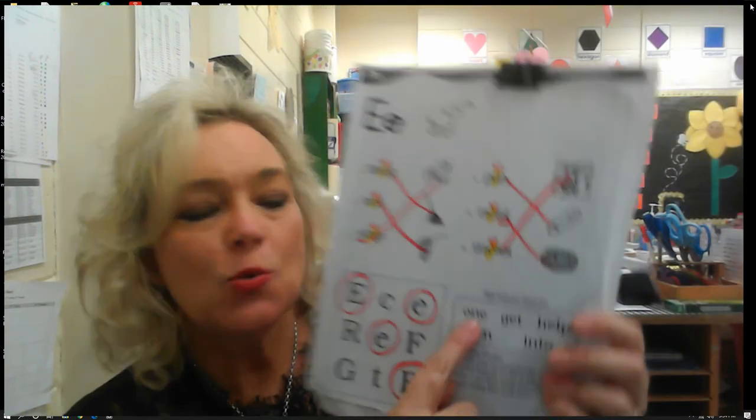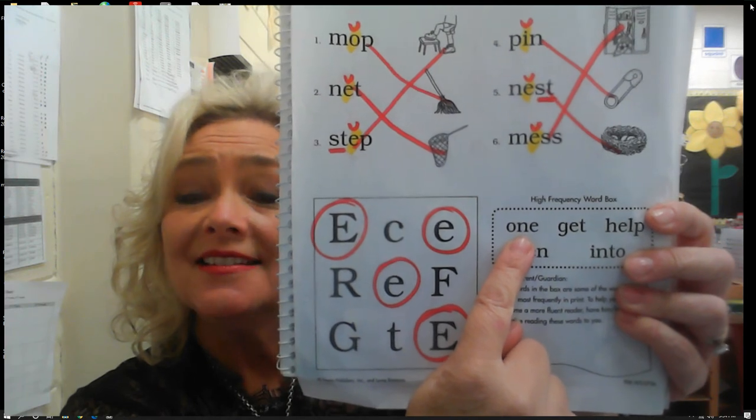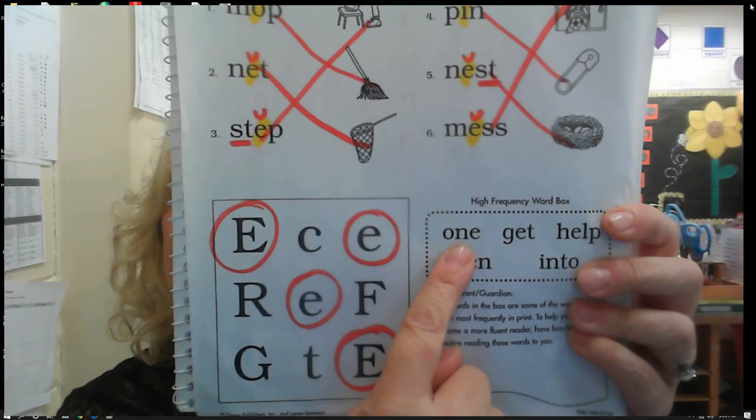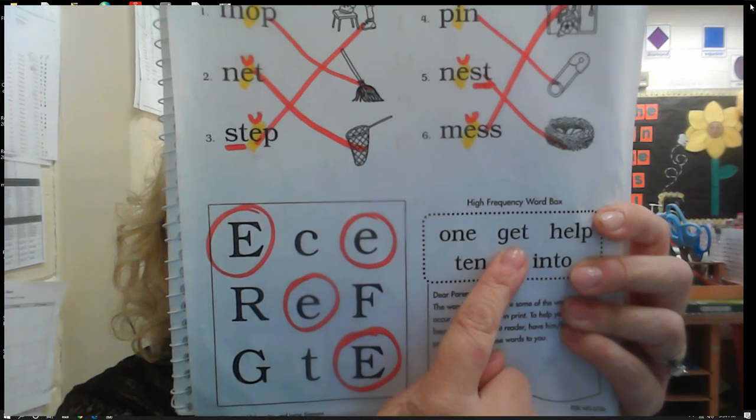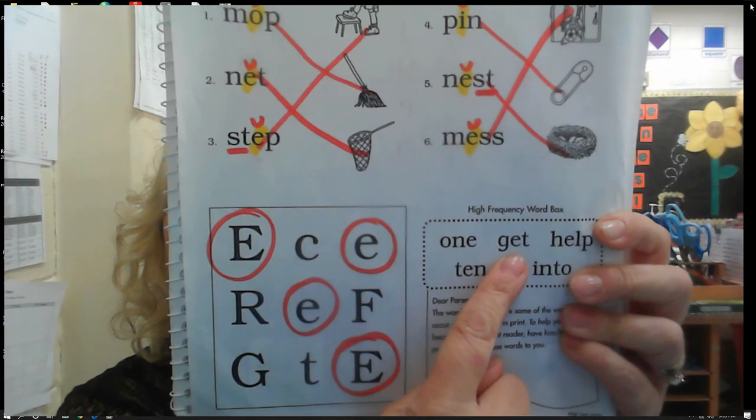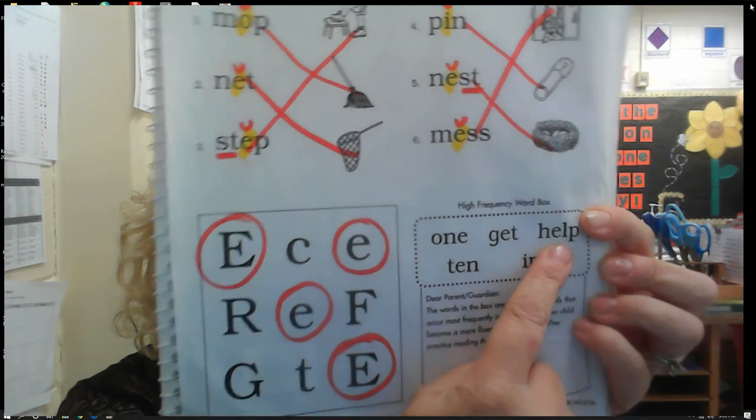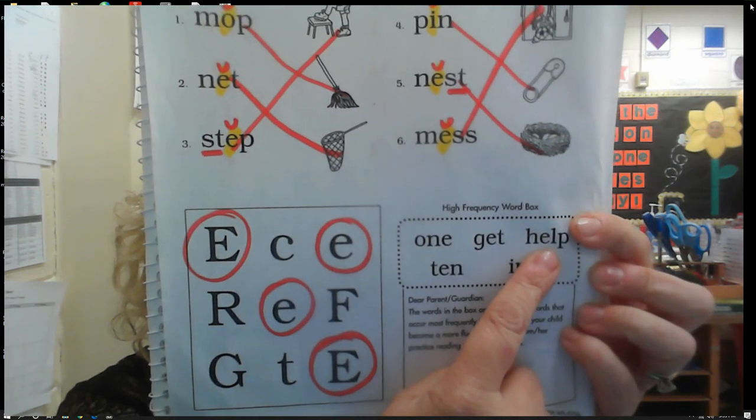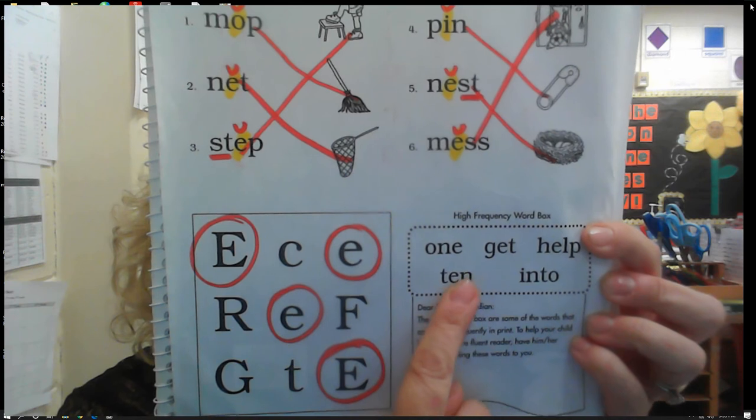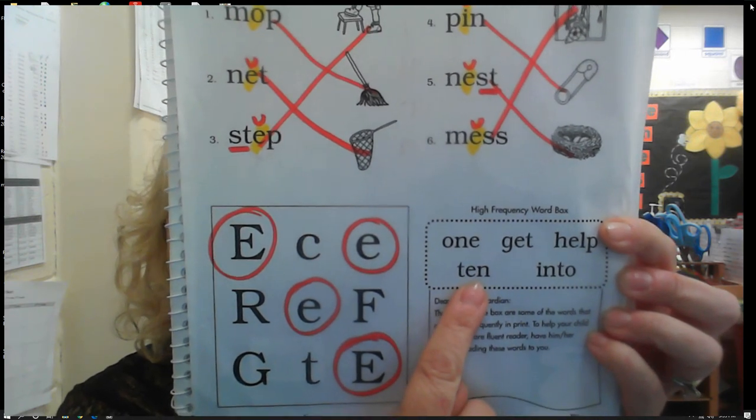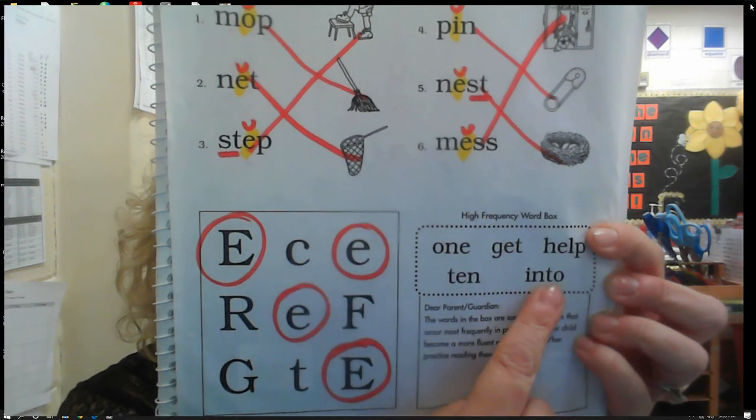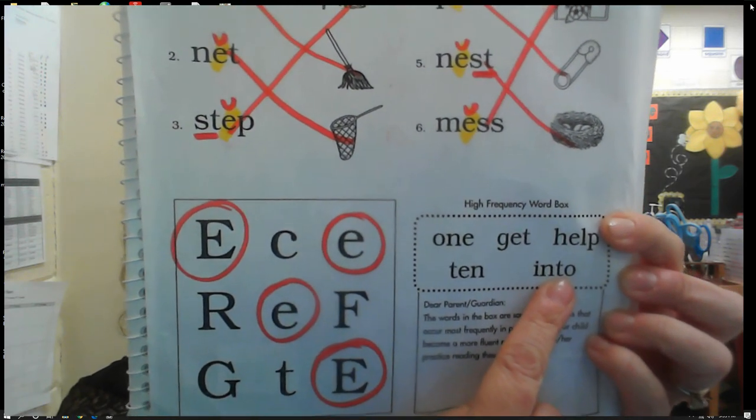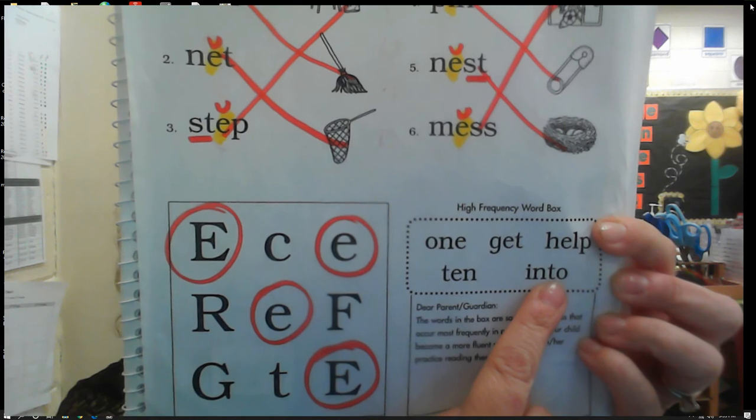Okay, now read this word. One. Everybody say it. One. Get. Everybody say it. Get. Help. Everybody say it. Help. Ten. Everybody say it. Ten. Into. Everybody say it. Into.